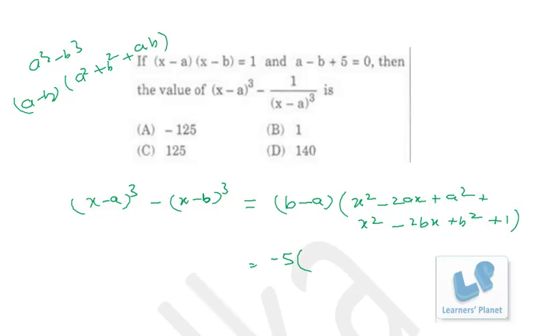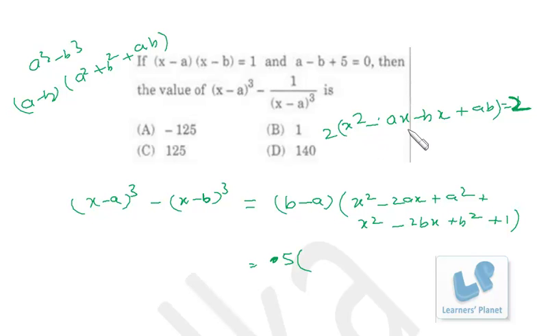Okay, I'm sorry, b minus a will be plus 5, right? Now x square minus 2ax, this is 2 times x square, then 2ax, 2bx, right? See, if I expand this x minus a into x minus b, what will I be getting? X square minus ax minus bx plus ab is equal to 1, right? So 2 times x square, 2 times ax and 2 times bx, this entire expression will be equal to 2, right? So here we can say 2x square, 2ax, 2bx.